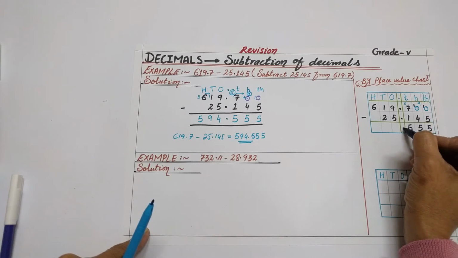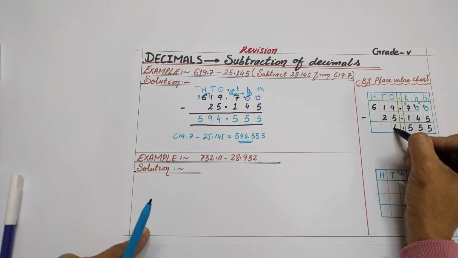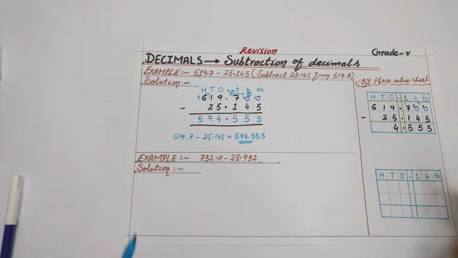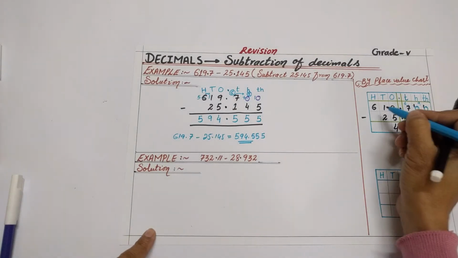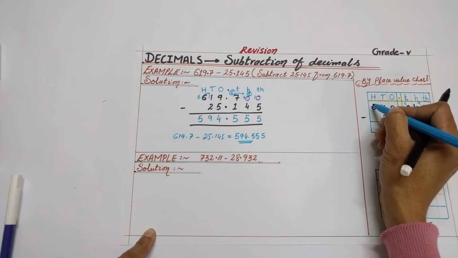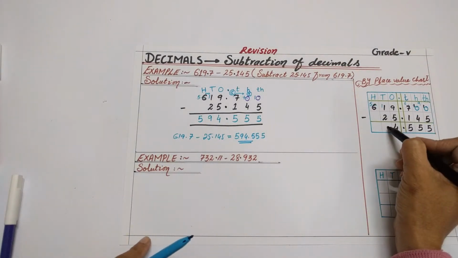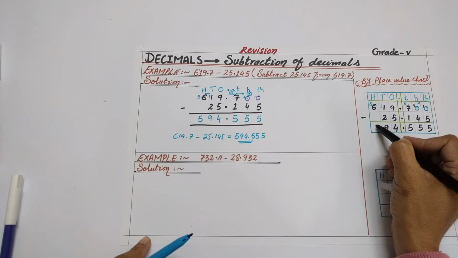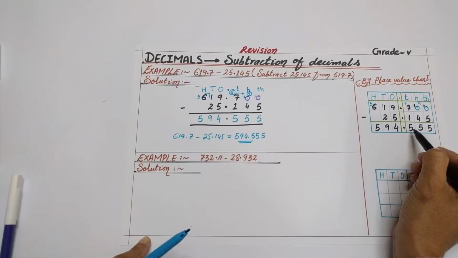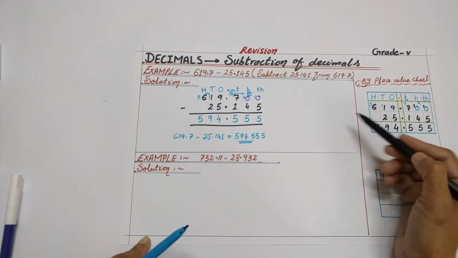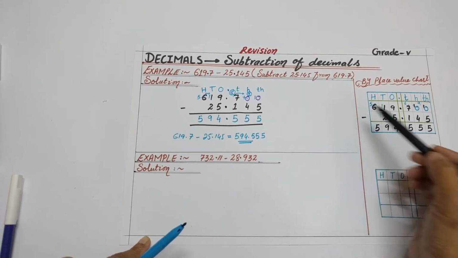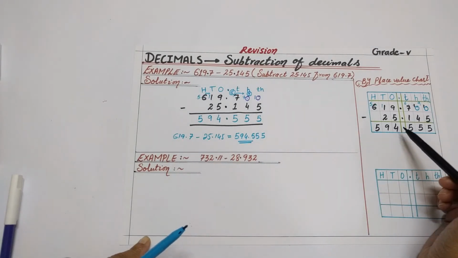9 minus 5, decimal under the decimal. 9 minus 5 is 4. 1 minus 2 is impossible. 1 is less than 2. So take the borrow from 6, and left number will be 5. 11 minus 2 is equal to 9 and 5. So answer is 594.555. So you can do it like this, or you can also use the place value chart.